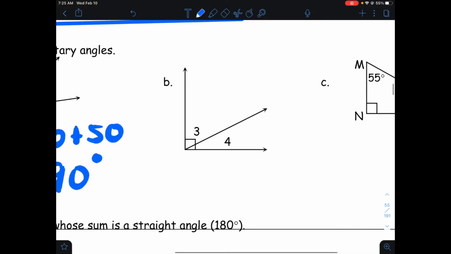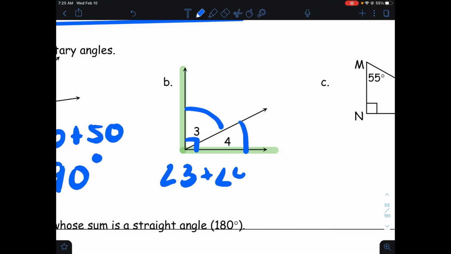Then if we're looking here at B, the two complementary angles are going to be 3 and 4. Now, I don't have these angle measures. I have no idea what the measure of angle 3 and the measure of angle 4 is. However, I can see that together, these two angles make a right angle because they have that little box there. So angle 3 plus angle 4 needs to equal 90 degrees. So you could tell that 3 and 4 are complementary.